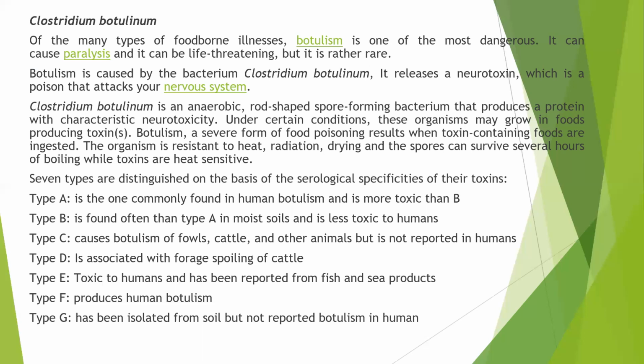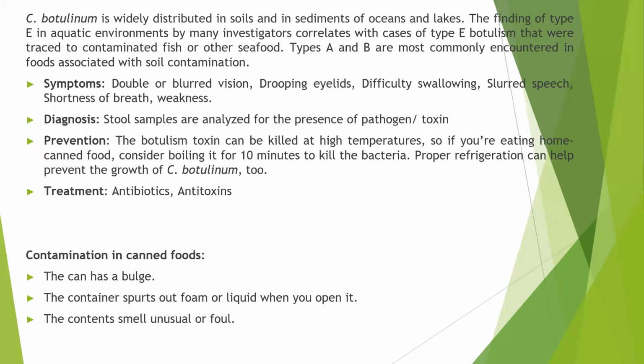Type A is the one commonly found in human botulism and is more toxic than type B. Type B is found more often than type A in moist soils and is less toxic to humans. Type C causes botulism of fowl, cattle, and other animals but is not reported in humans. Type D is associated with forage spoiling in cattle. Type E is toxic to humans and has been reported from fish and sea products. Type F produces human botulism. Type G has been isolated from the soil, but botulism in humans has not been reported.